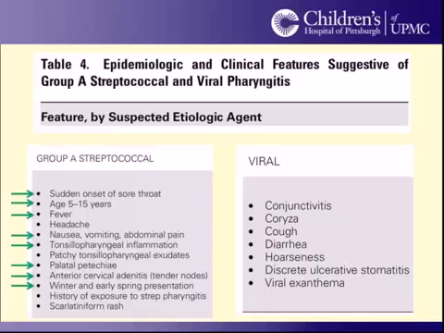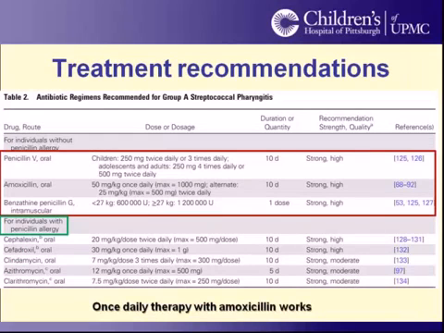Palatal petechiae are actually quite helpful, whereas conjunctivitis, coryza, or cough, other URI symptoms, hoarseness, or any evidence of ulcerative stomatitis argues strongly against group A strep. And the guideline, as you can see here, is very specific.